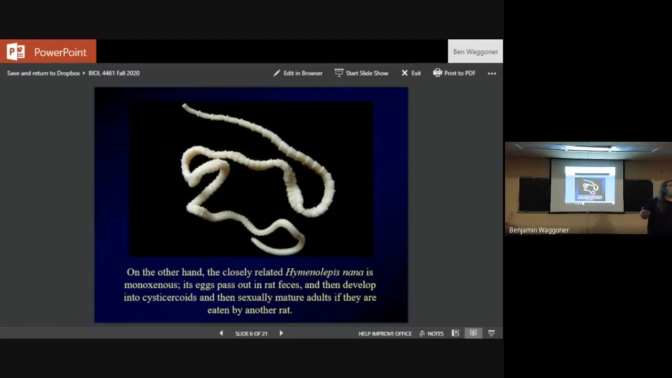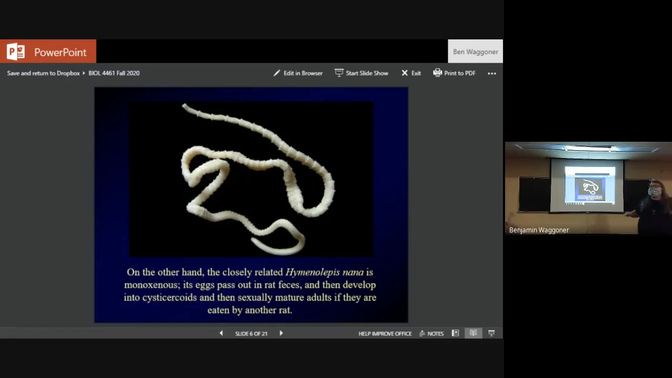By way of comparison, Hymenolepis diminuta's closest relative is Hymenolepis nana, which is actually monogenous. The adults live in rats. Eggs pass out in the feces. Eggs get swallowed by rats that are eating food contaminated with another rat's feces. Those eggs hatch into cysticercoids and then mature adults right in the body of the next rat. So even very closely related parasites can sometimes have very different life cycles. Hymenolepis nana has evidently lost the need for an intermediate host.